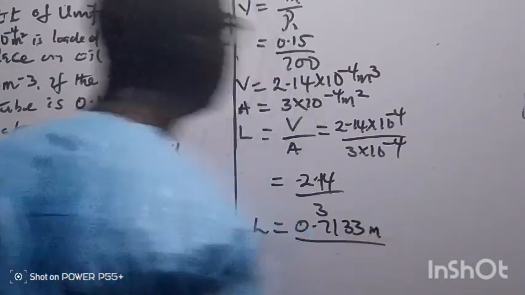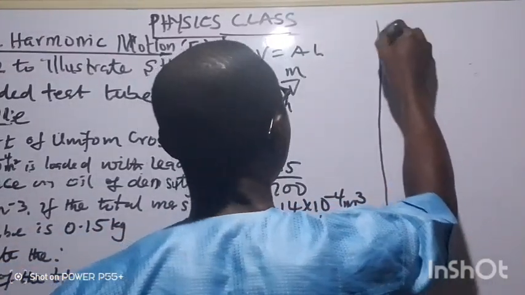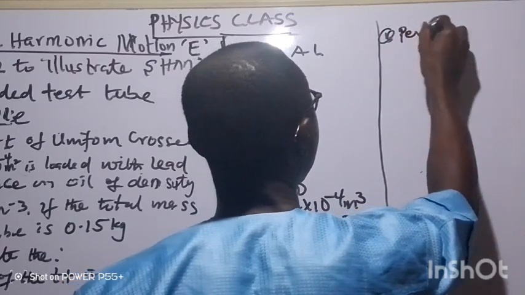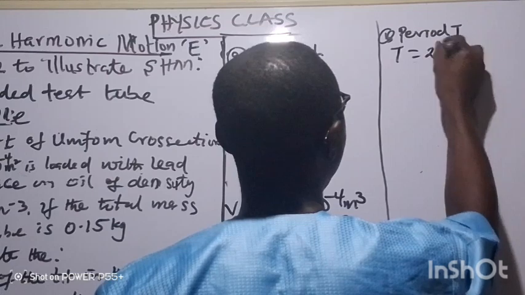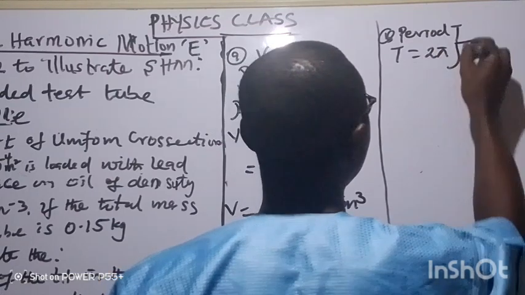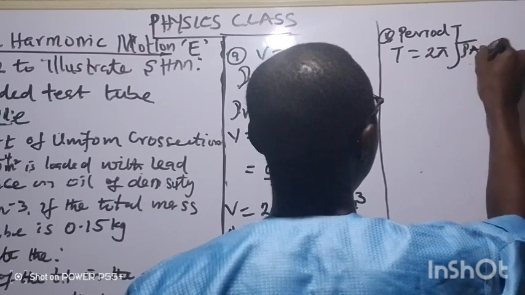The second question, which is part B of the question, says you calculate period T, and period T is equal to 2 pi into the square root of density multiplied by A multiplied by g, then over M.